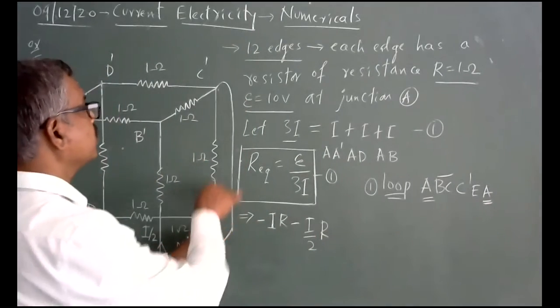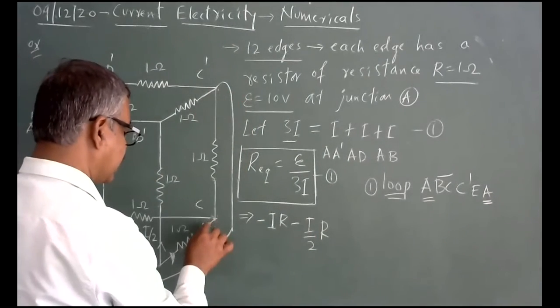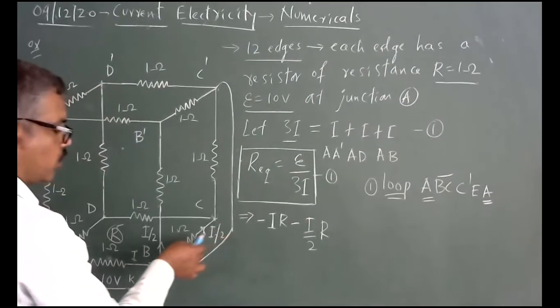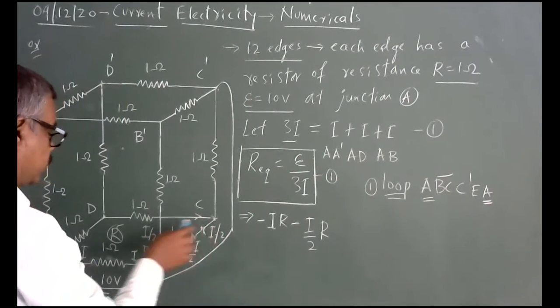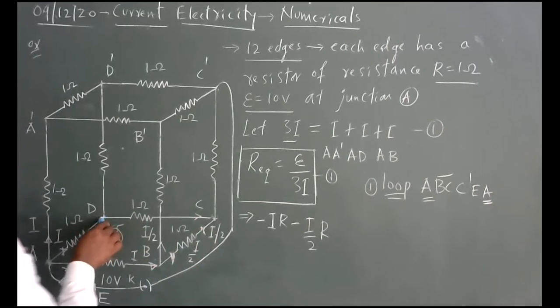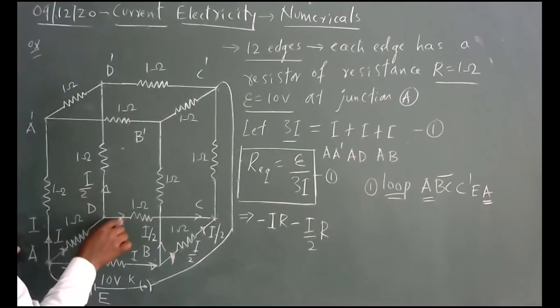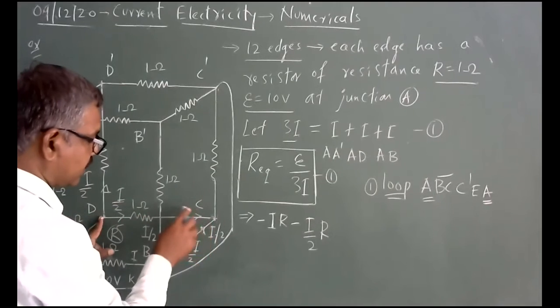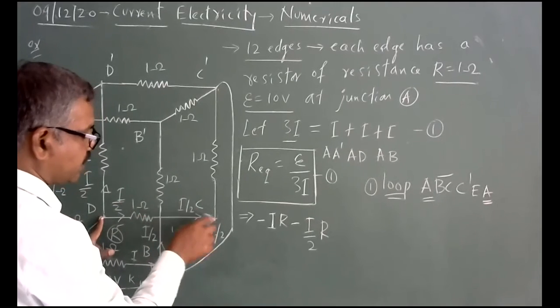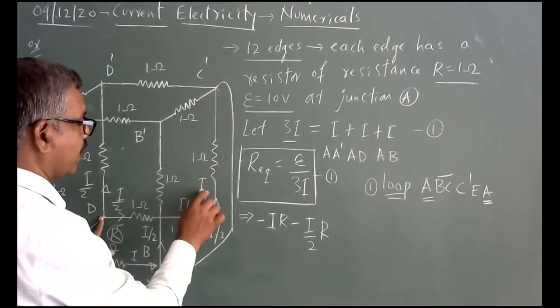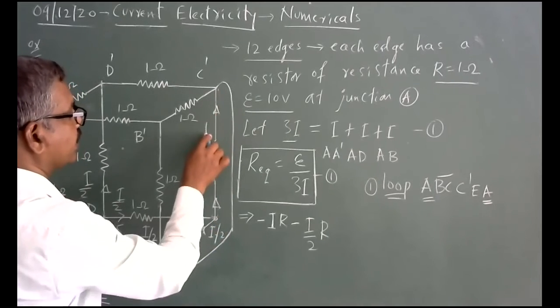Next, I move from C to C dash. At C to C dash, C is again a junction. The amount of current that enters at C is I by 2. Again from D, the current splits into I by 2. Here again I by 2. So this current and this current, I by 2, join at C and the net current from C to C dash is total I. Once again, it becomes I current.